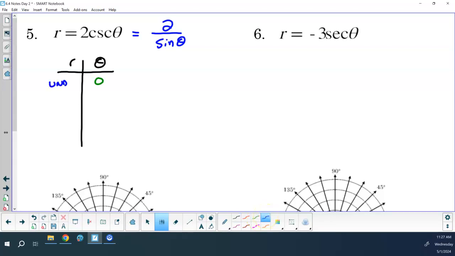Let's try 30 degrees. Okay, 30 is okay. What's the sine of 30 degrees? A half. So 2 divided by the sine of 30 degrees would be 4. Yep, 4. Okay, next one, 90. It'd just be 2. Then 150, that would be 4 again. Yeah, it would be 4.